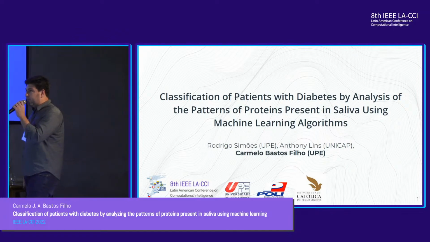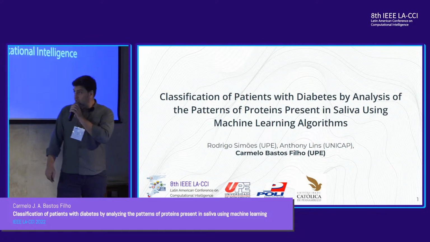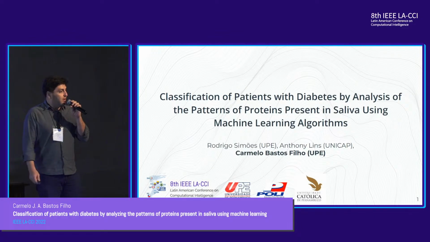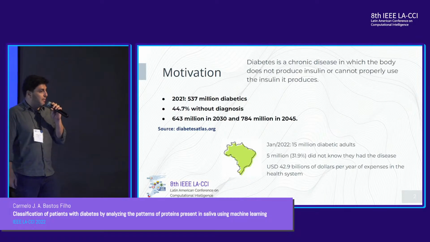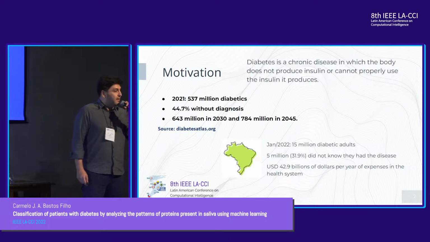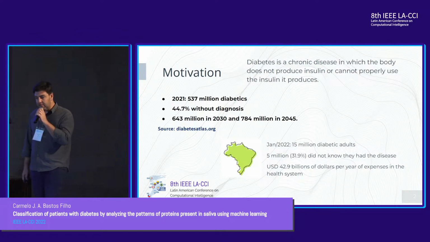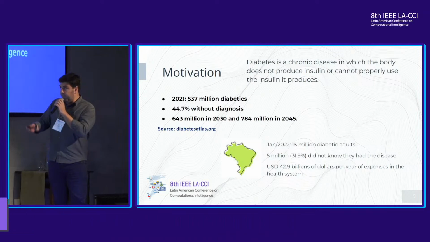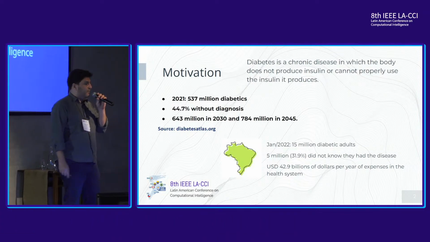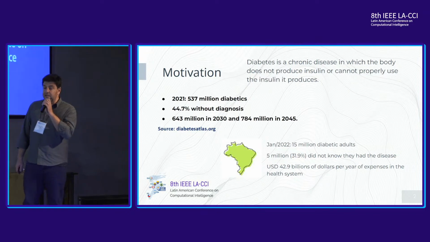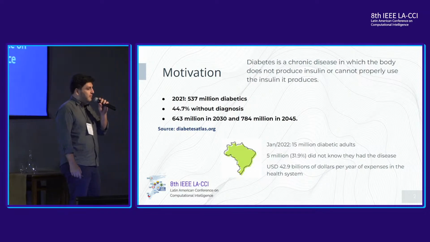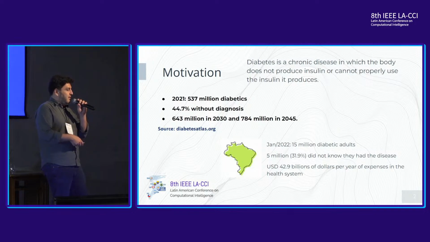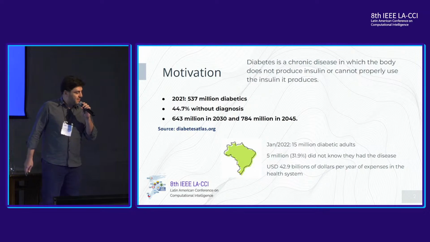This work was done by a former student of mine, a master's student called Rodrigo Simões, and a former PhD student that's now a professor at the Catholic University of Pernambuco. And the problem that we are trying to tackle here regards diabetes. It's a widely spread disease that affects lots of people around the world. Roughly, the numbers from 2021, we have more than 500 million people with diabetes. And the biggest problem is that almost half of them don't even know that they have this disease. And the worst part is that the numbers tend to increase in the next decades.